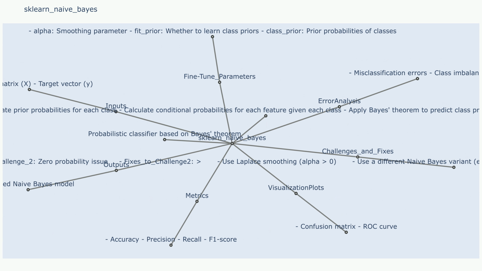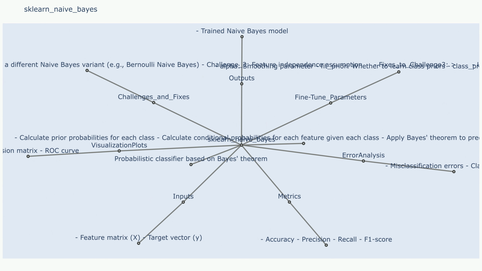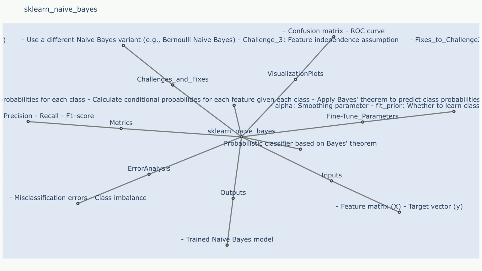Visualization plots. Confusion matrix visualizes the performance of the classifier by showing the number of correctly and incorrectly classified instances for each class. ROC curve plots the true positive rate against the false positive rate for different thresholds, allowing for the evaluation of the classifier's ability to distinguish between classes.